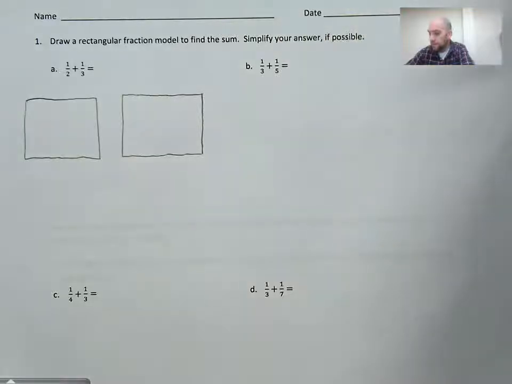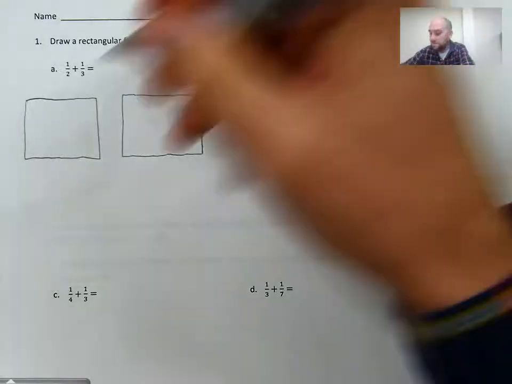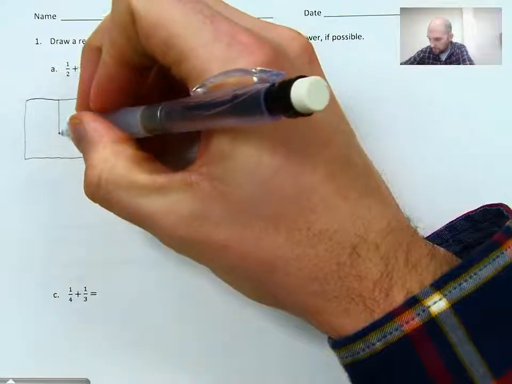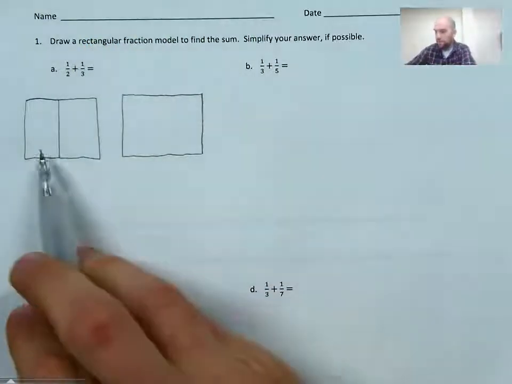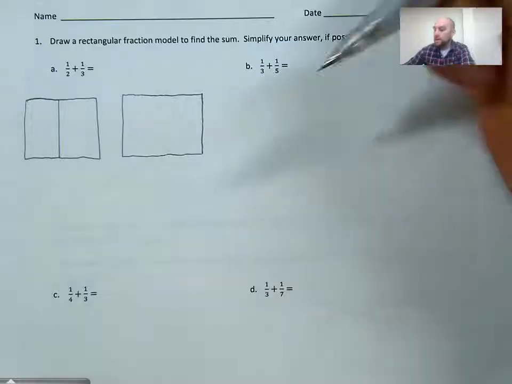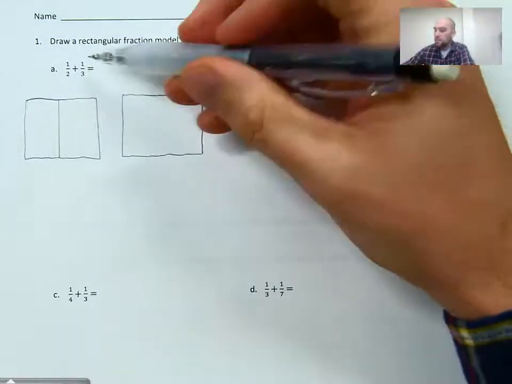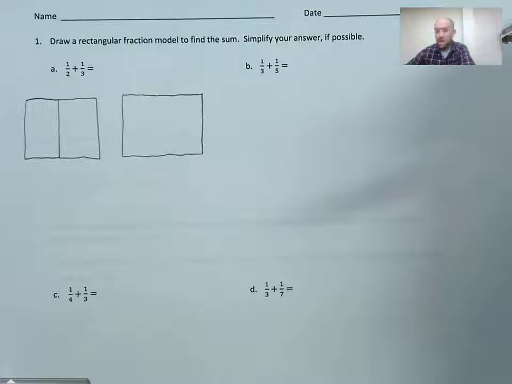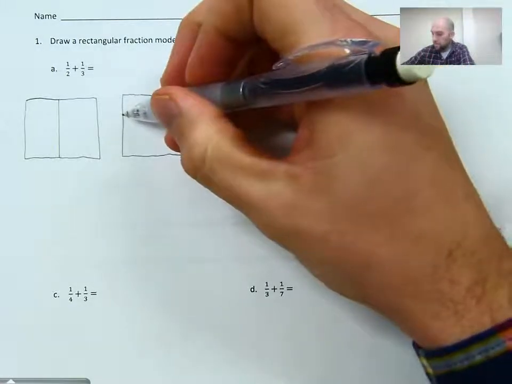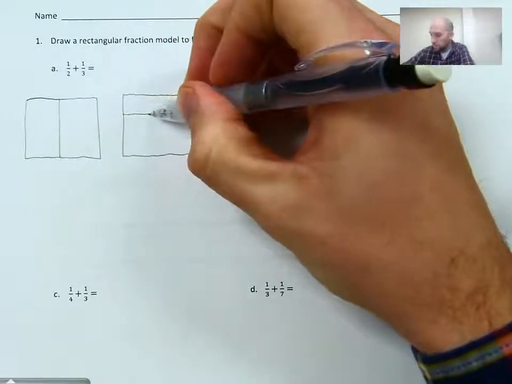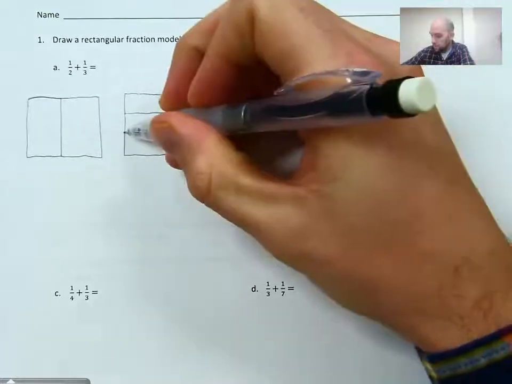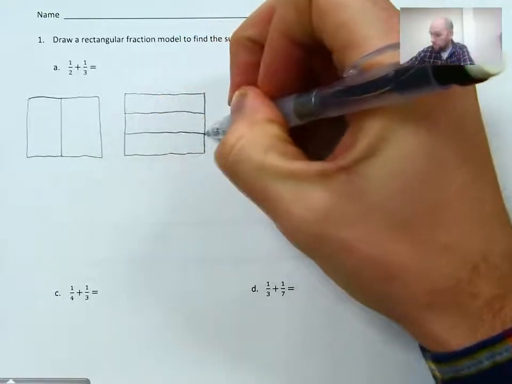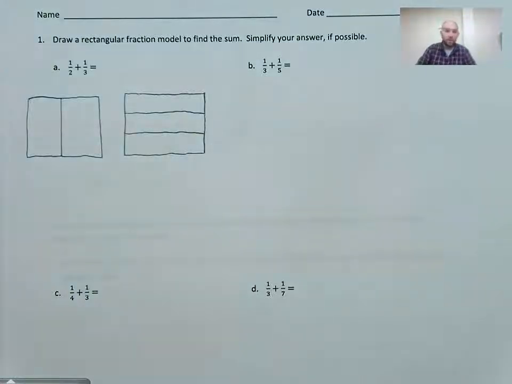Now, on the first rectangle, what I'm going to do is I'm going to split that into halves, and I'm going to do that vertically like this. So I have one on the left and one on the right. Now, when I split up my 1/3 rectangle, I'm going to go top to bottom. So I'm going to do horizontal lines, and I'm going to split this into thirds. So when I'm doing these area models, I always want to do my first rectangle with my lines vertical, and my second rectangle, I'll make them horizontal. I'll show you why in just a second.